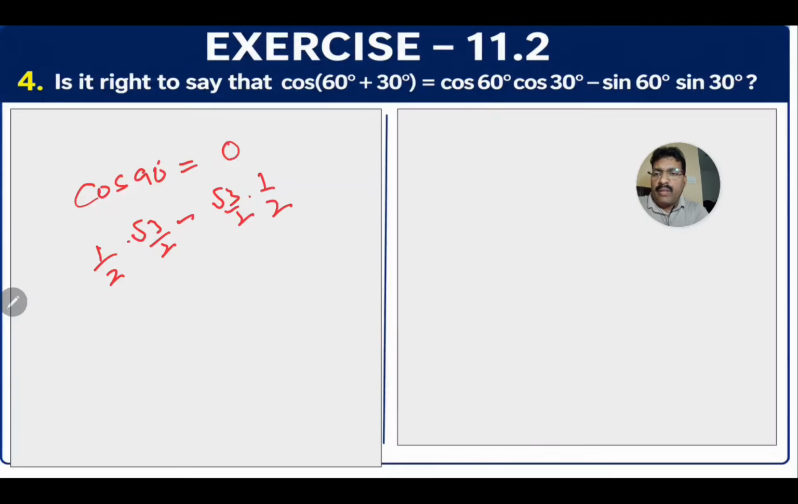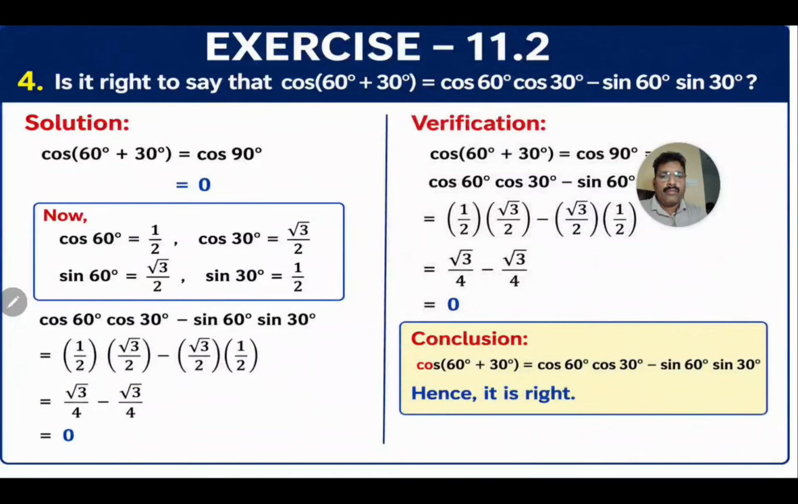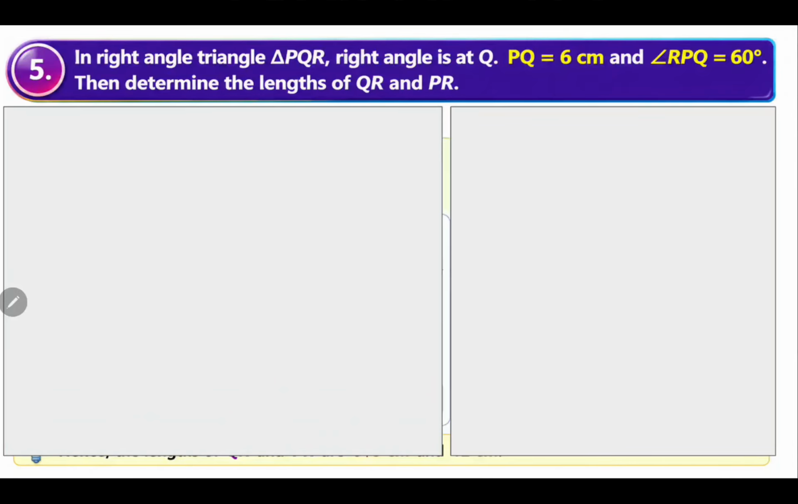See here, without simplification, 1 by 2 into root 3 by 2 minus root 3 by 2 into 1 by 2. Both are same, no? If you subtract, you will get 0. So, is it right to say means? Yes, it is right to say cos of 60 degrees plus 30 degrees is equal to cos 60 degrees into cos 30 degrees minus sin 60 degrees into sin 30 degrees. See the solution. Now, that is the conclusion. Is it right to say that? Yes, it is right.